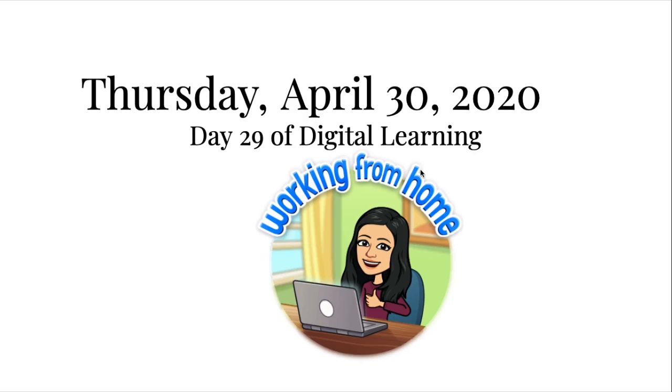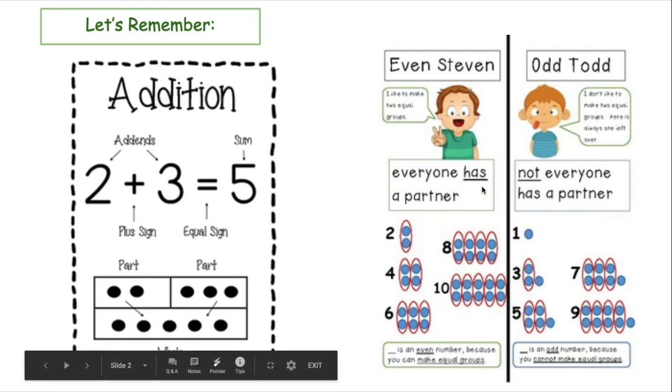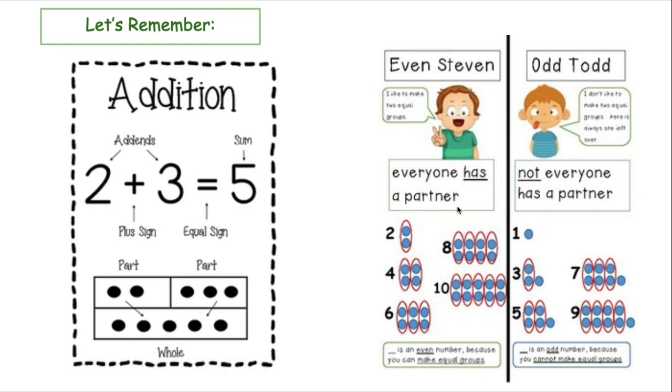Today is Thursday, April 30th, 2020, otherwise known as Day 29 of Digital Learning. Let's remember what we've talked about so far. We've talked about add-ins, which are similar to our parts, and we've talked about sum, which is our whole or our total. We've talked about even numbers, which is everyone has a partner, and odd numbers, not everyone has a partner or an equal group.